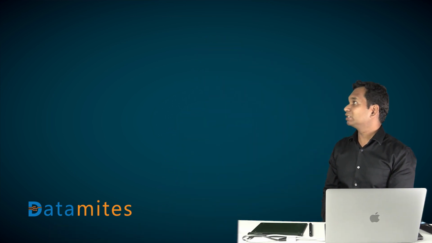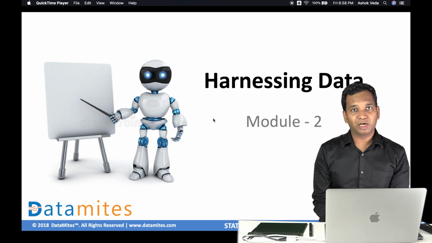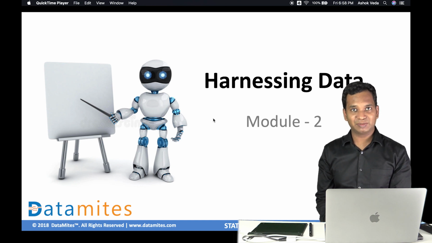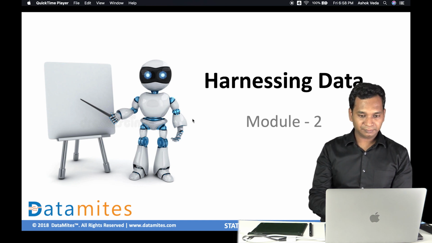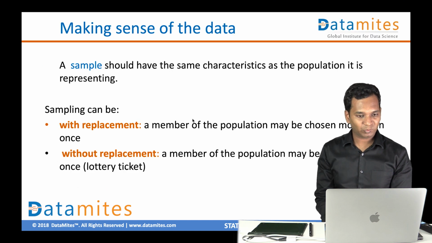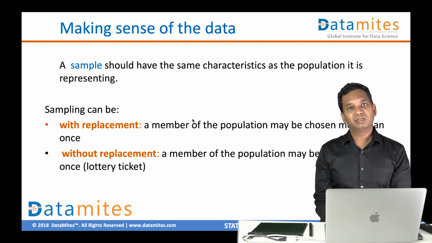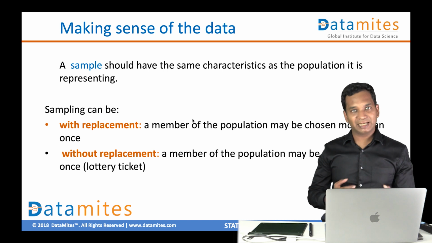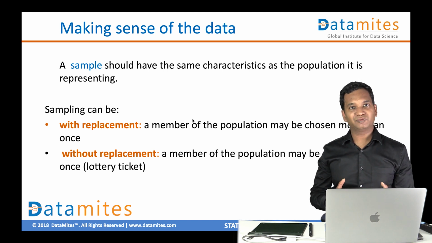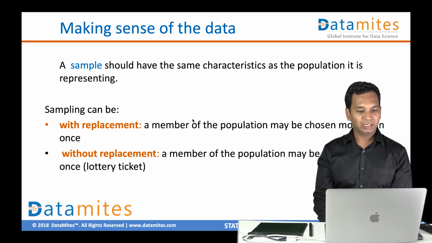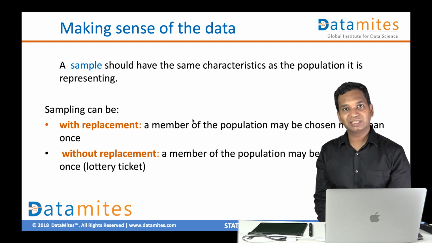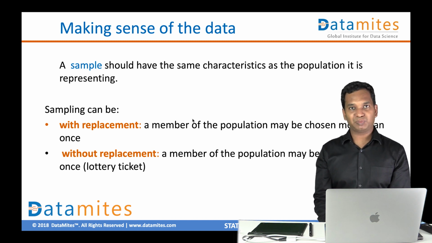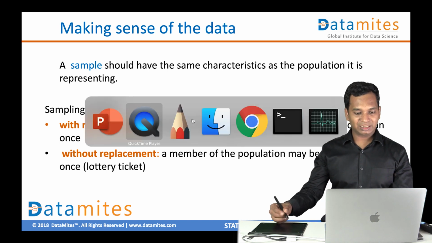In this module, we are going to learn about harnessing data. Harnessing data is collecting the data. When you repeatedly collect the data, for example, resampling it repeatedly, there are broadly two methods. One is with replacement, the other one is without replacement.